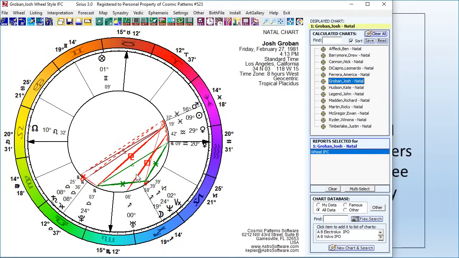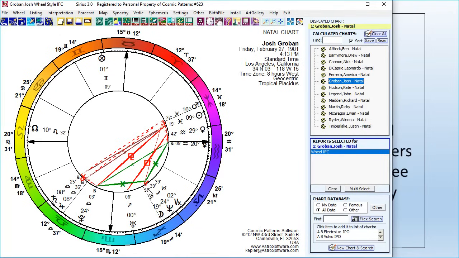What about this square? Oh, this square is an important one. And we learned about this in the previous video as well. Venus is at 29 degrees 42 minutes. Uranus is at 0 Sag 06. This is called an out of sign aspect. Venus is at the end of one sign. Uranus is at the beginning of another. If I add 1 degree to Venus, I get 0 degrees 42 minutes. This is only 0.06. He has a very strong Venus-Uranus square.